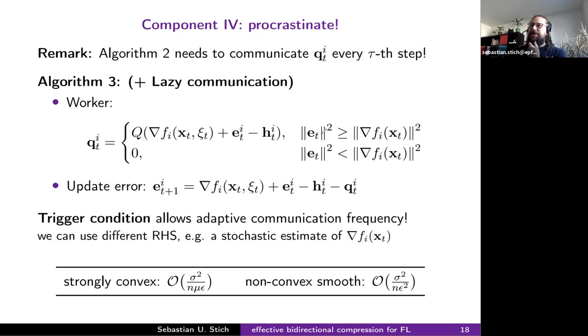And of course, we should compare this norm to some values. For instance, we can compare it to a stochastic gradient computed locally on the worker, or we could also use some global information if it's available. But the most important thing is that we have these triggers, and the worker can decide on its own whether it has to communicate or not. And when we do it with this criterion or some variations, we can basically prove that the convergence rate is exactly the same as for SGD without any compression.